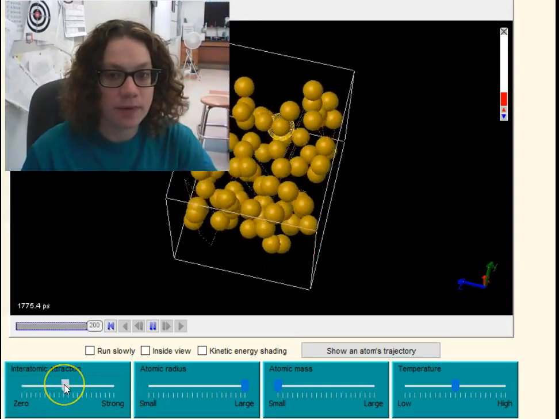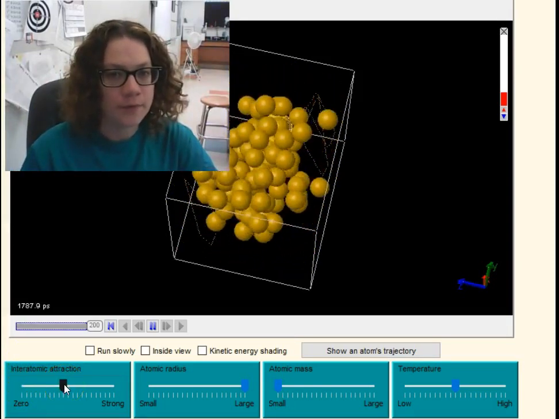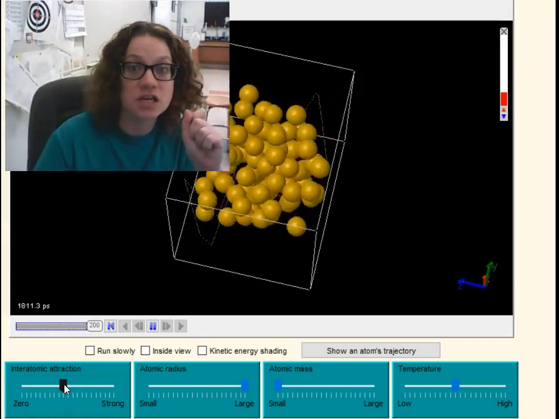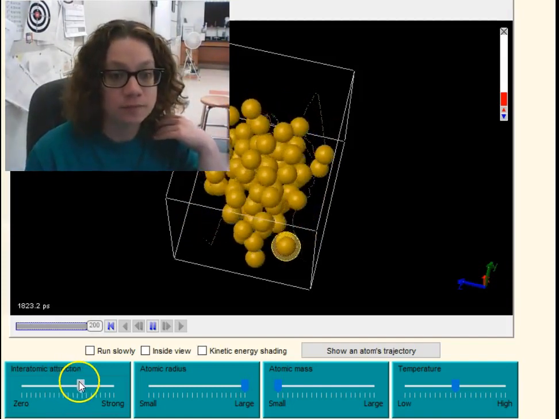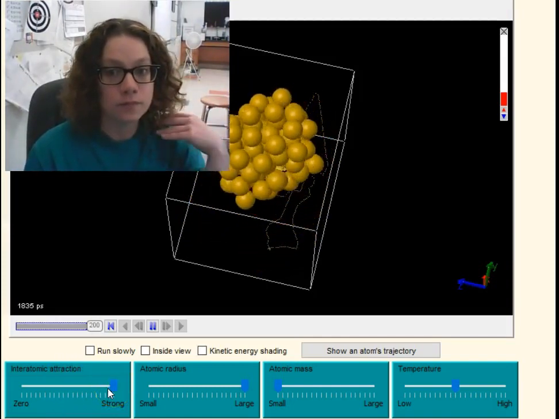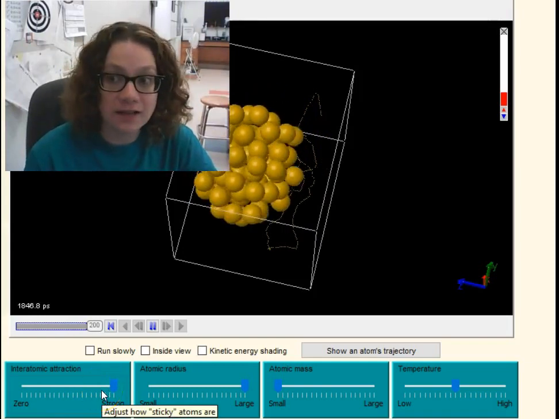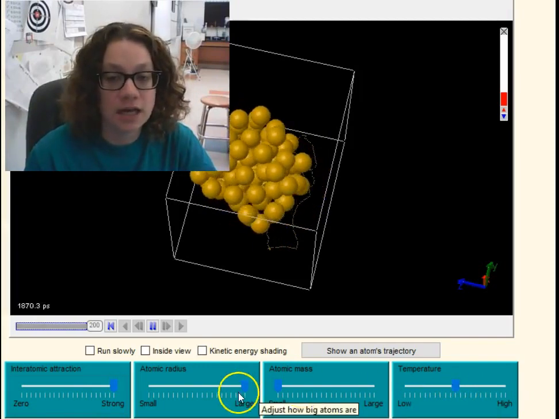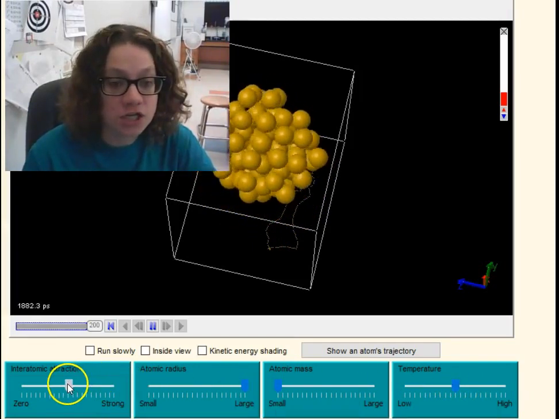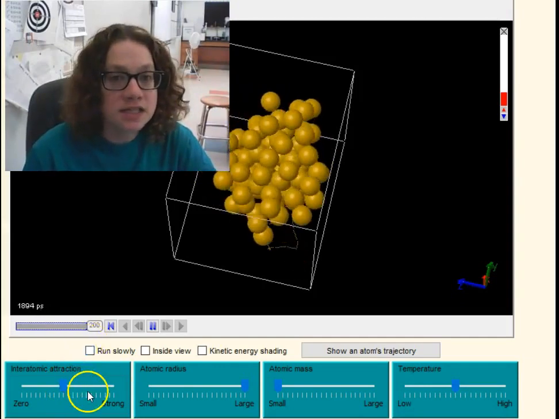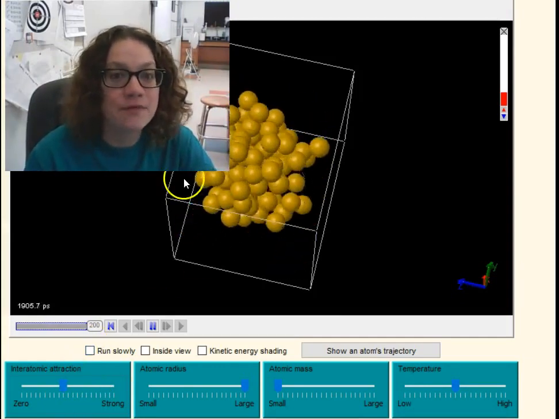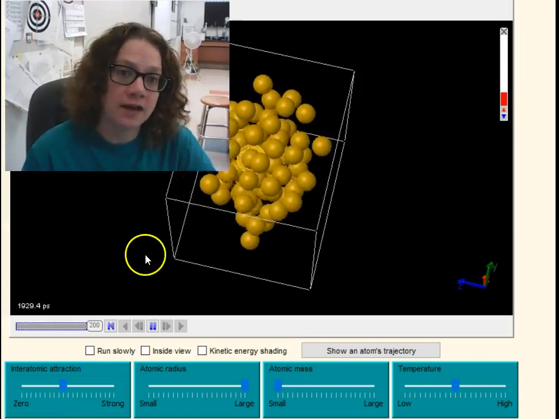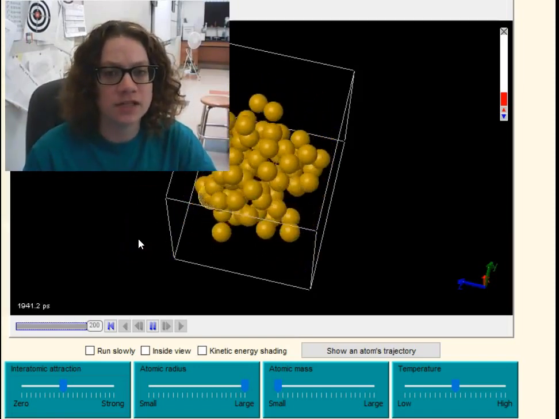Go back to my medium amount. There's my liquid. Now make a prediction. What do you think will happen if I increase the force of attraction? There we go. The particles are now acting like a solid, even though I did not change the temperature. Now this would be changing the substance itself, because this factor is determined by the type of atom that we have here.